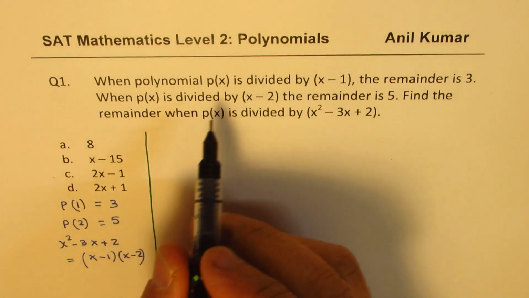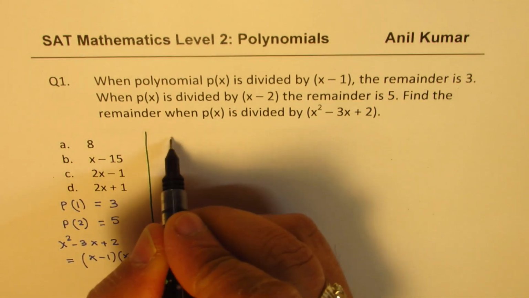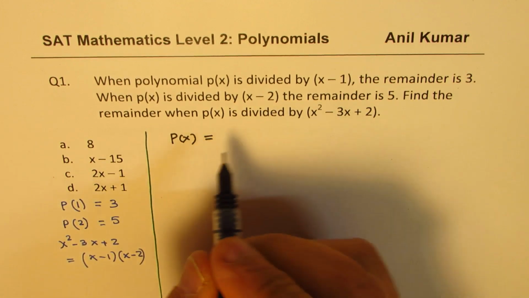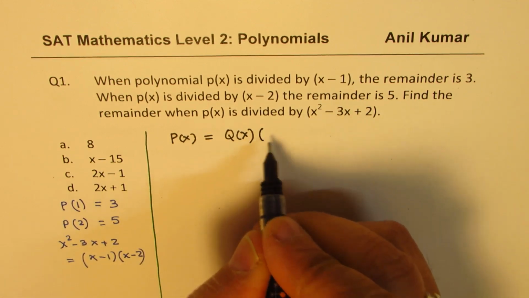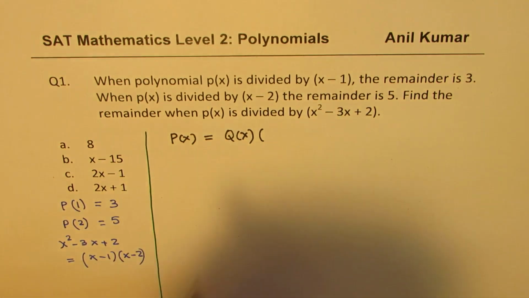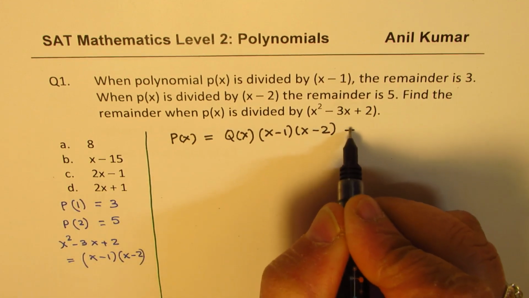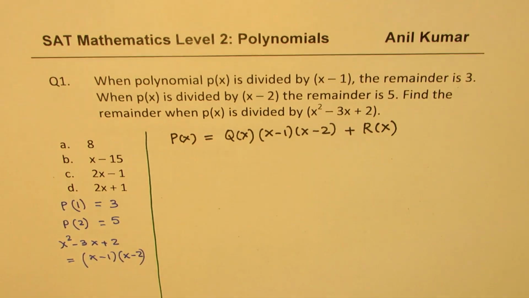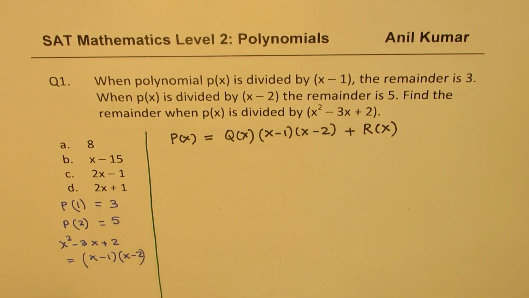So we can actually understand that the polynomial p of x can be written as the quotient, which we don't know what it is going to be, times the divisor, which in our case is the product of x minus 1 and x minus 2, plus the remainder, we'll call it capital R of x, right? That is how we get the polynomial when we are going to divide it by the quadratic expression, right?